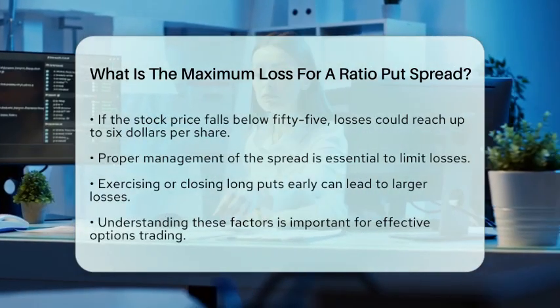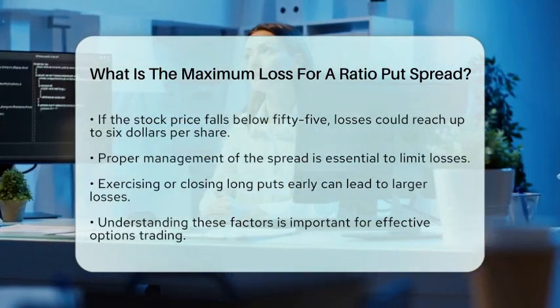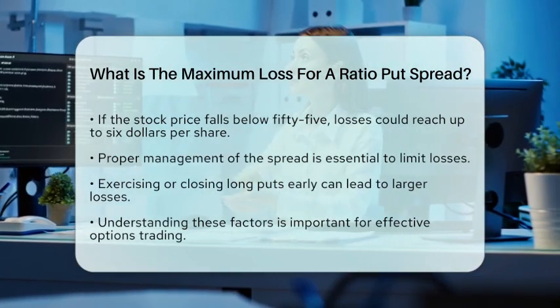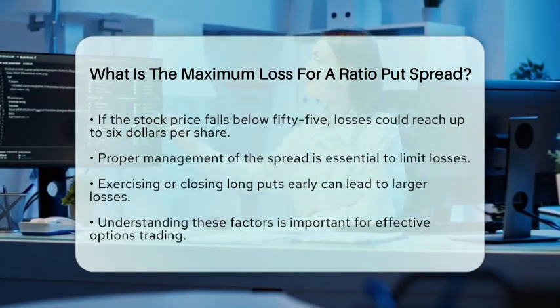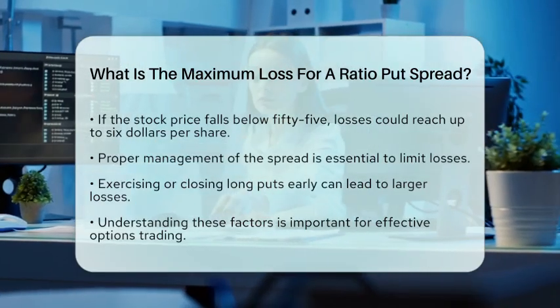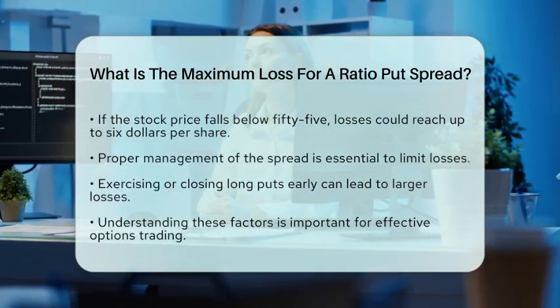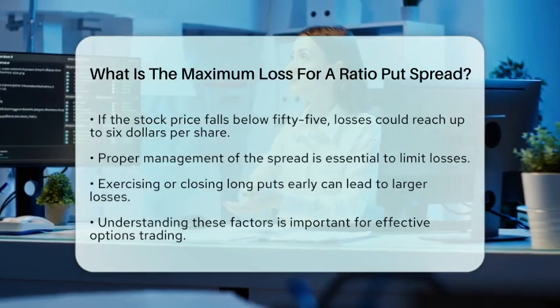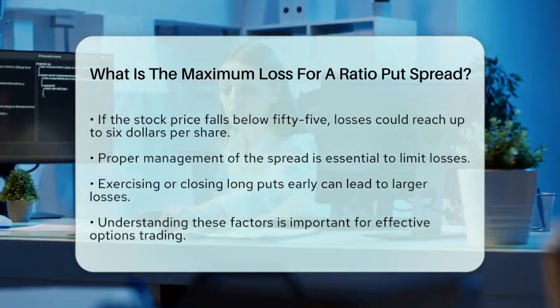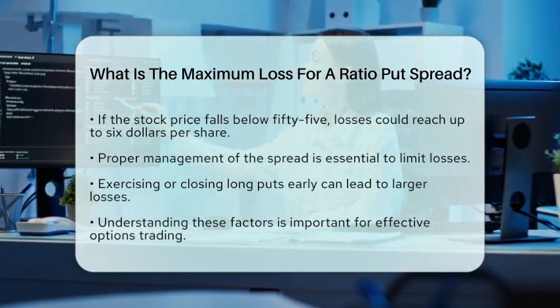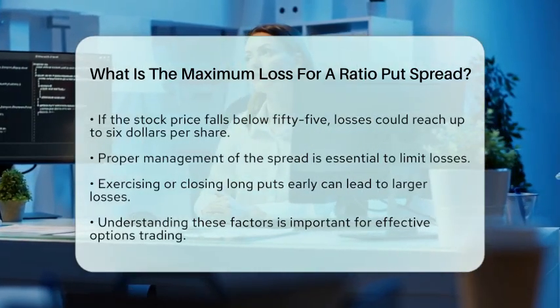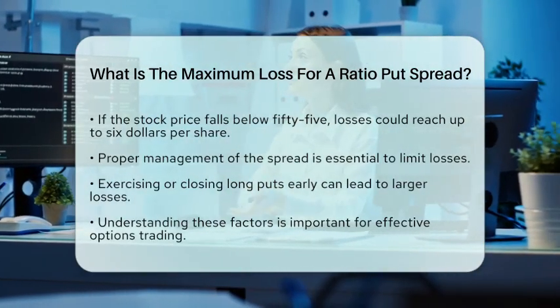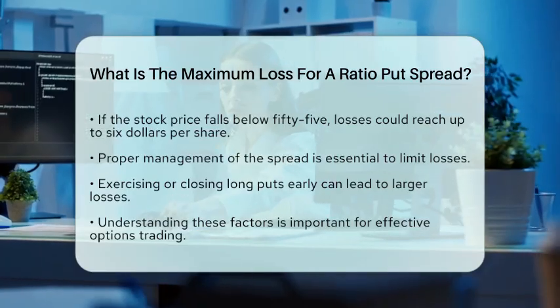In summary, the maximum loss for a ratio put spread is typically the difference between the strike prices plus the net debit paid or minus the net credit received. This reflects the risk associated with the short puts being exercised if the stock price drops sharply below the lower strike. If the stock price stays above the higher strike, your loss is limited to the initial debit paid. Understanding these dynamics can help you navigate options trading more effectively.